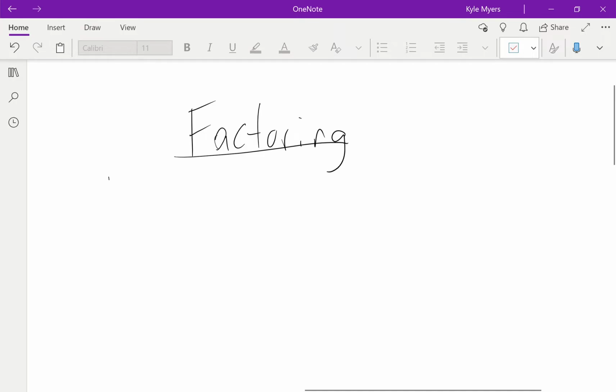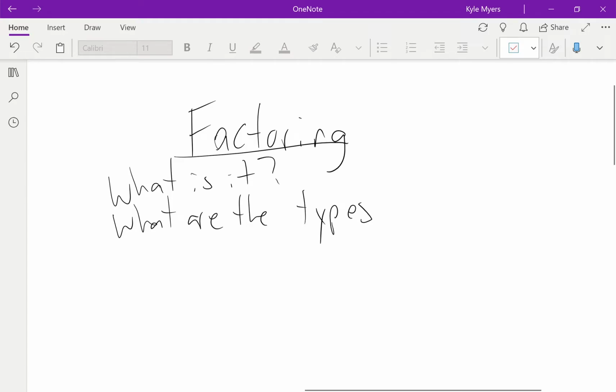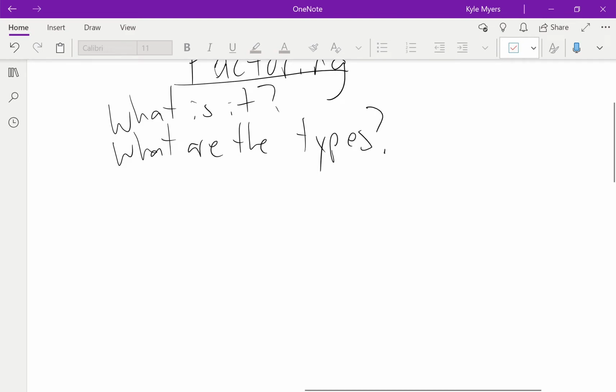So what is it? And then what are all the different types? All right, so that's the goal here. Factoring is pretty much exactly what it sounds like, or maybe it's not.